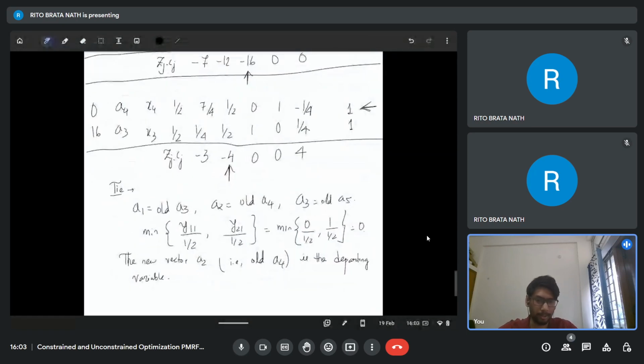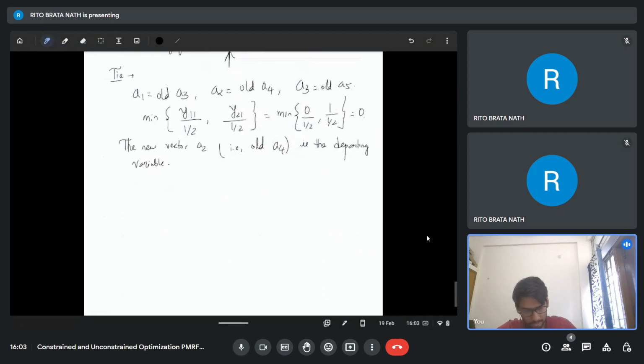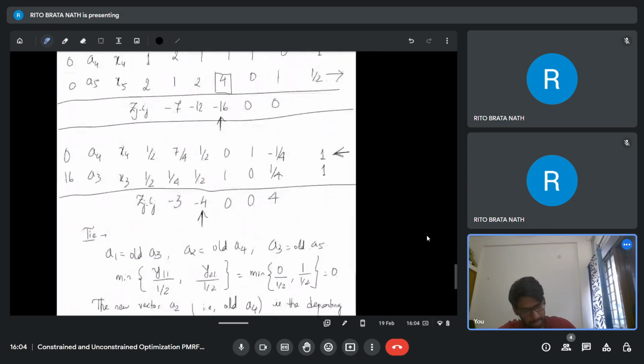So you need to avoid the cycling that we talked about in the previous class. So that's why you have done it in this way. So now let's write CB, XB, B, small b, as x1, x2, x3, x4, x5, CJs. These are your 7, 12, 16, 0, 0. If I'm not wrong, I've written it correctly.